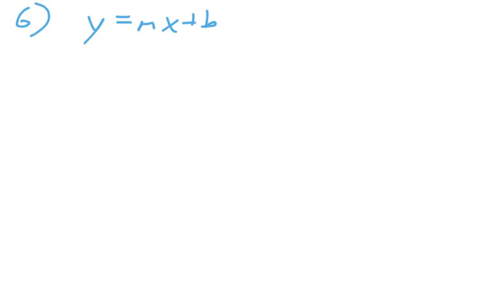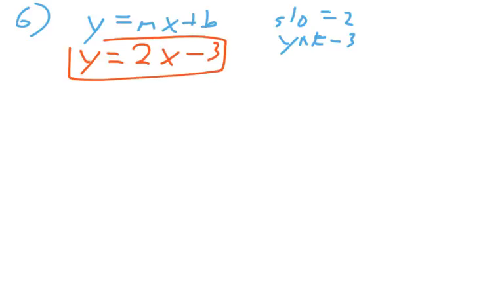In problem number 6, they want everything in slope-intercept form, so we got y equals mx plus b. In problem number 6a, where they give you the slope is 2 and the y-intercept is negative 3, you can just put those numbers right into the equation. y equals 2x minus 3.